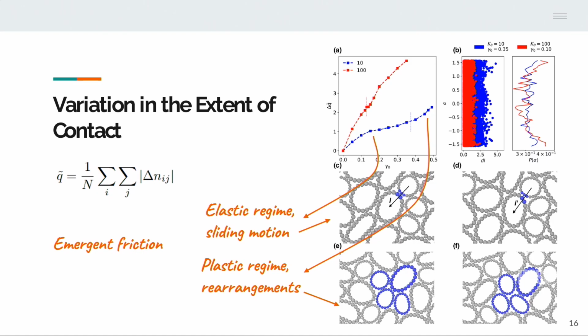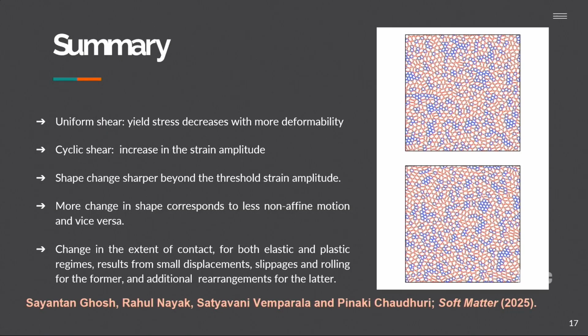So we see that there is an emergent friction in the system. So we have the sliding and rolling motion. So obviously there is a friction, and with that I'll just leave the summary here, and you can read as I play the movie.